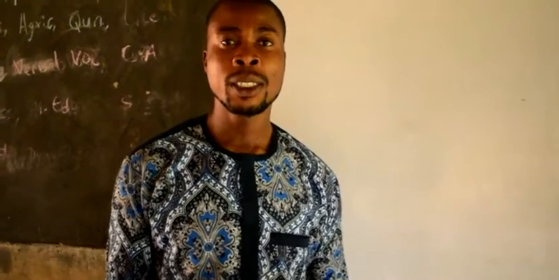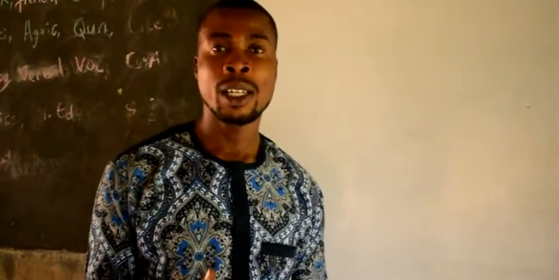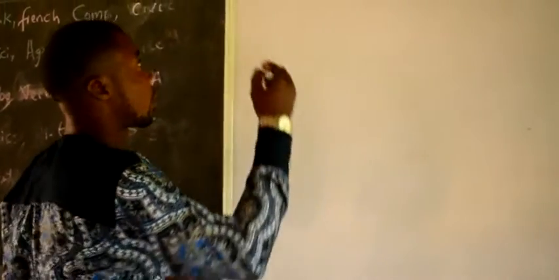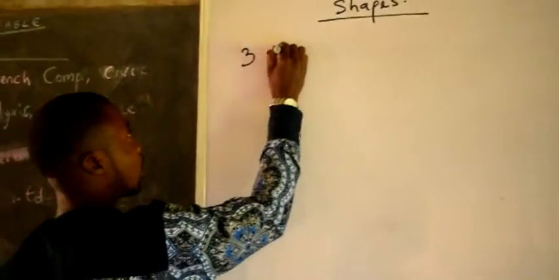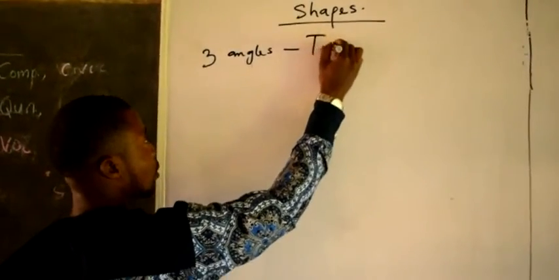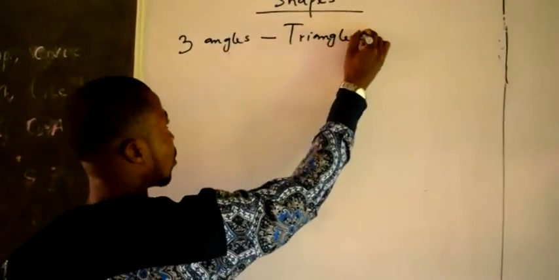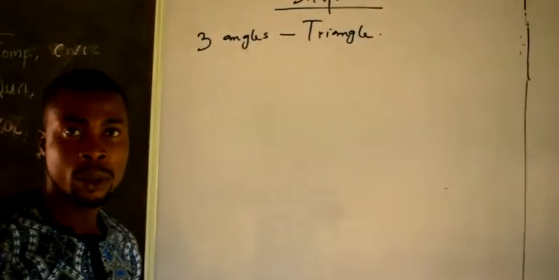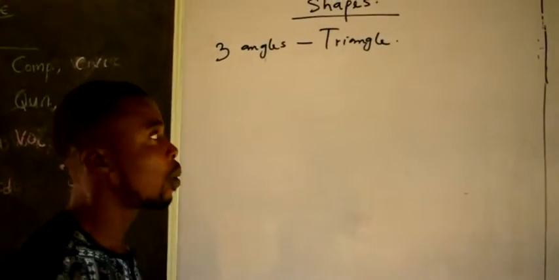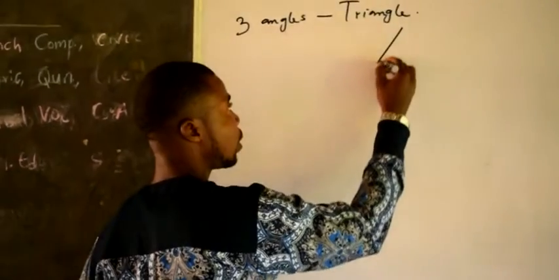Let me start with shapes of 3. The shapes of 3, from the word 3 angle, that is where the word triangle is formed. So if you look, a triangle has a shape of this.